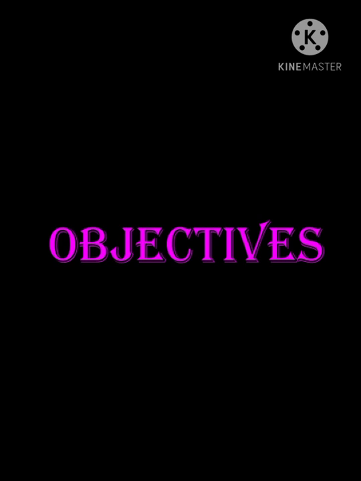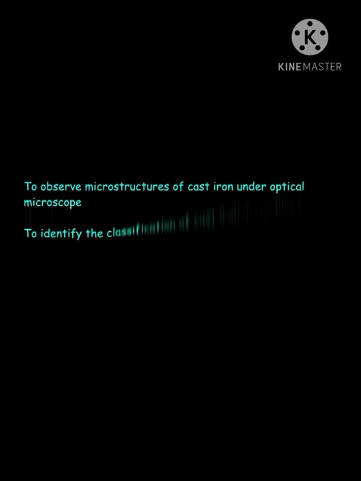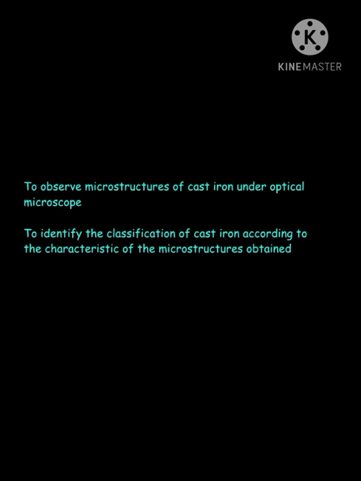I'm conducting an experiment, which is experiment 5, observation on the microstructure of cast iron. So this is the report of the experiment. The objectives of this experiment: to observe microstructures of cast iron under optical microscope and to identify the classification of cast iron according to the characteristic of the microstructures obtained.